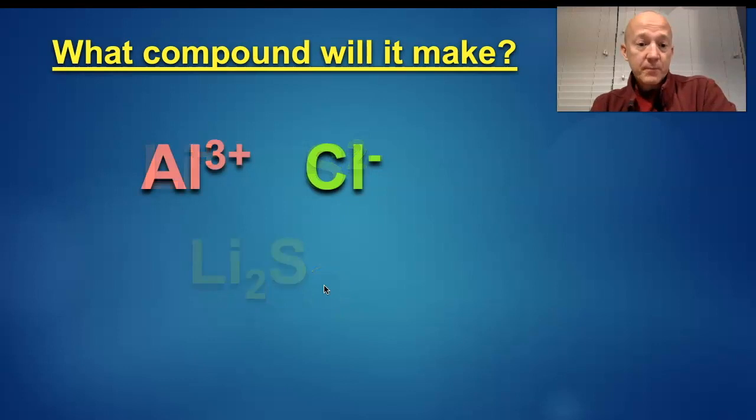All right, let's try another one. How about this? We have aluminum with a +3 charge. It's in group 13. And chloride has a -1 charge. Again, the 1 is understood. So what do we have here?